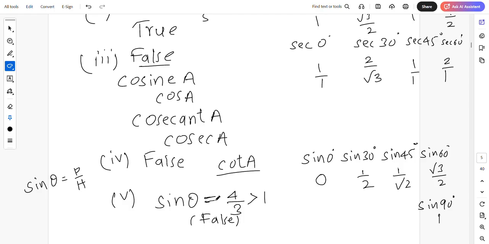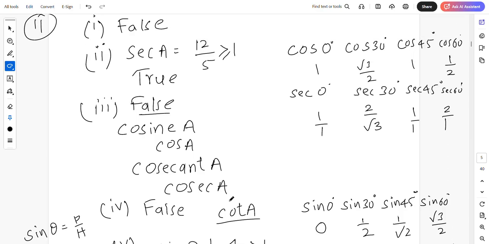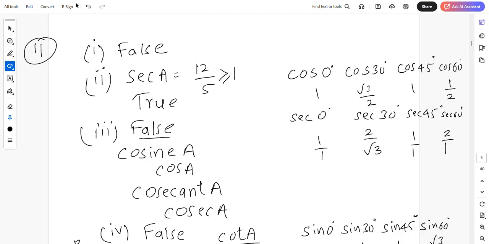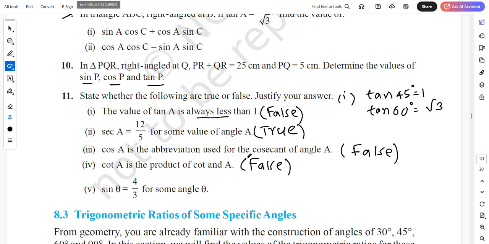So this cannot be equal to 4 by 3, which is greater than 1. This is false. Students, hope you have understood all these things. In problem number 11, be careful. The value of tan A is always less than 1. This is false because tan 45 is 1, and tan 60 is root 3, which is greater than 1.